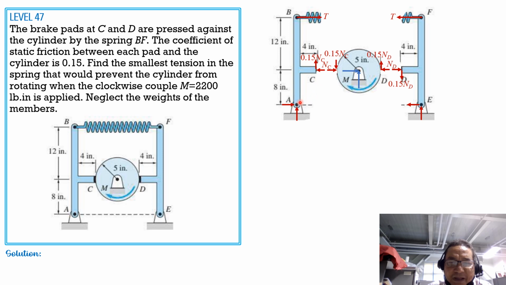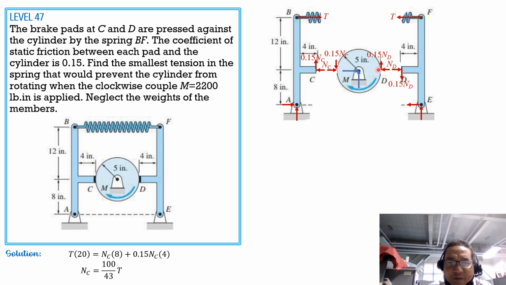So summation moment about A, considering this free body diagram, equals 0, clockwise positive. So T times 20 inches equals, that's clockwise equals counterclockwise moment, so N sub C times 8 plus 0.15 N sub C times 4. So expressing N sub C in terms of T, it is 100 over 43 of T.